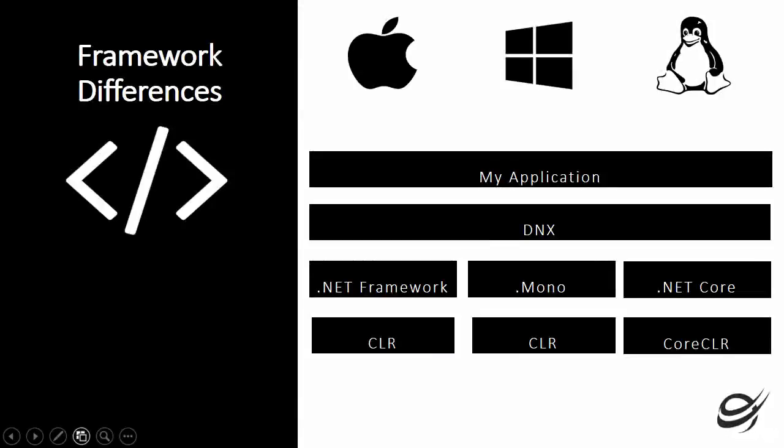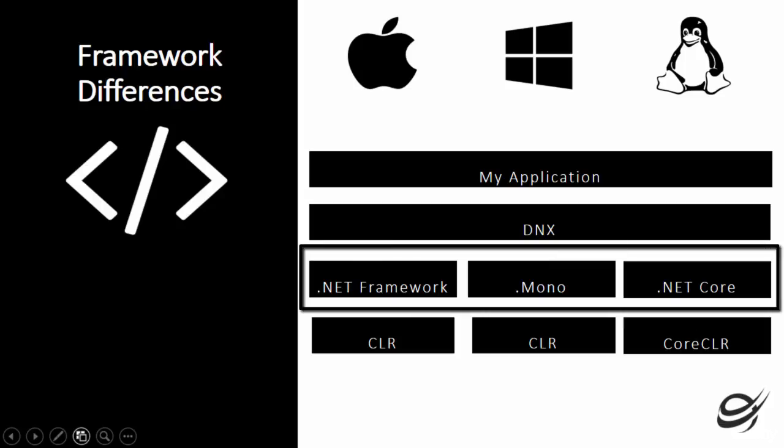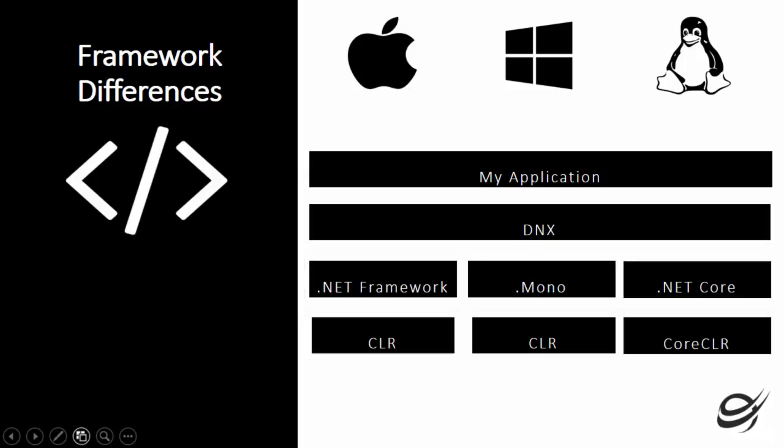Let's examine the different frameworks associated with ASP.NET. As you can see right here, we have three different frameworks. You have the full .NET Framework, you have Mono, and .NET Core. And as you can see, my application signifies what my application is associated with ASP.NET. Under that, I have the DNX, the .NET Execution Runtime. And below that, I have the .NET Framework, Mono, and .NET Core.